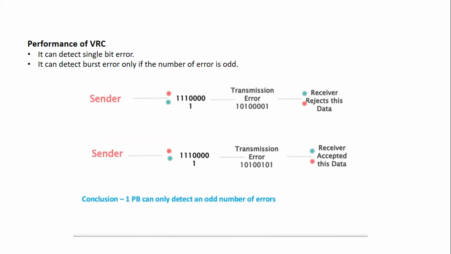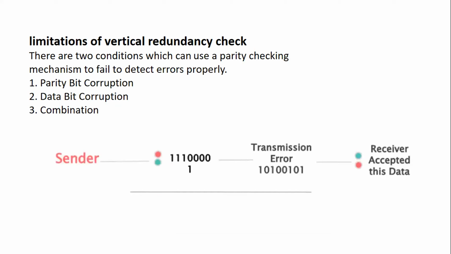Performance of VRC: it can detect a single bit error. It can detect burst error only if the number of errors is odd. Here in this example, at last, the limitation of vertical redundancy check. There are two conditions in which the parity checking mechanism fails to detect errors properly. First of all, error bit conversion, and second, the data bit conversion, and third, the combination. Thank you all. Any questions?